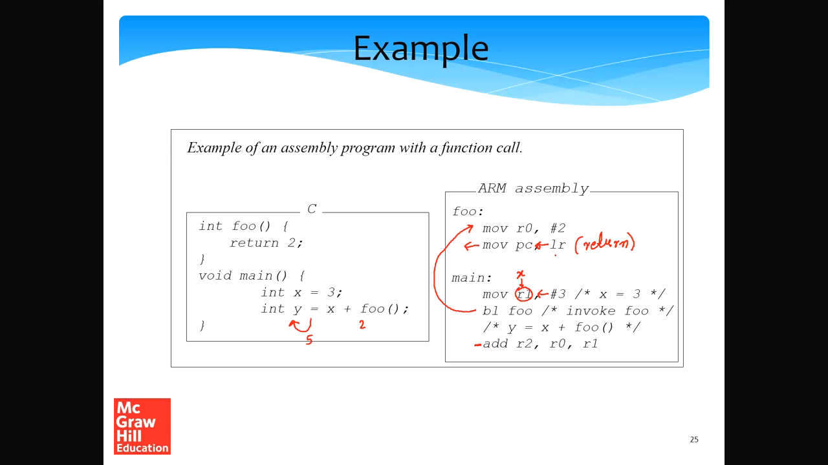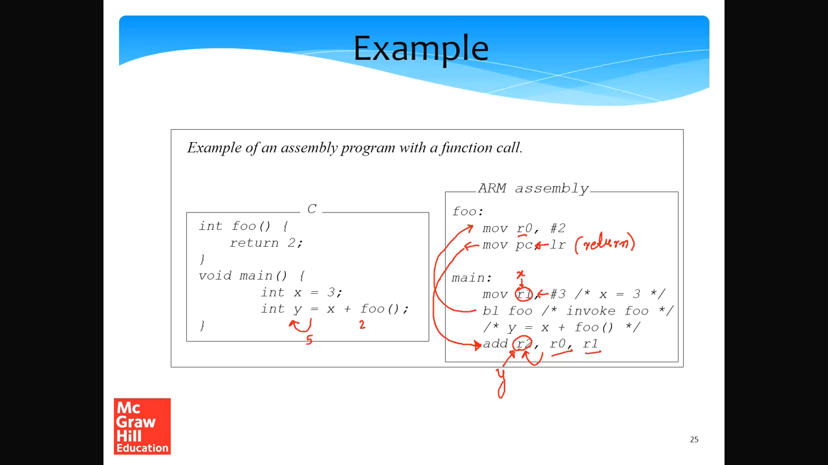So if we move the contents of the return address register, the LR register, to the program counter, it will be the same as jumping to the last instruction in the main function. I'm sorry, I shouldn't be saying the last instruction, it is the instruction just after the function call in the main function. So in this case, R0 contains 2, so we are adding R0 with R1. Essentially, we are adding the return value of the function with R1 and saving it in R2, where the assumption is that the variable y is mapped to R2.